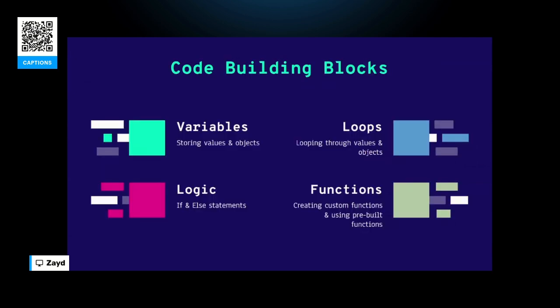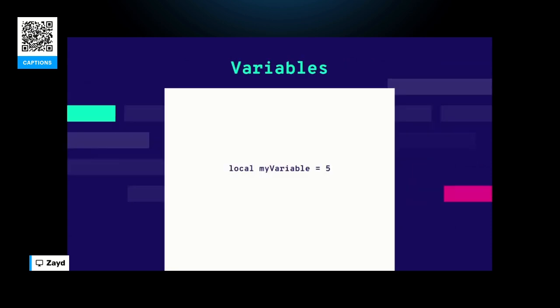These are the 4 coding blocks I will be discussing. There is an added bonus after functions that we'll be covering too, but it'll be really brief, which is events. We don't have a lot of time, so let's get right into variables. Here's a simple variable.